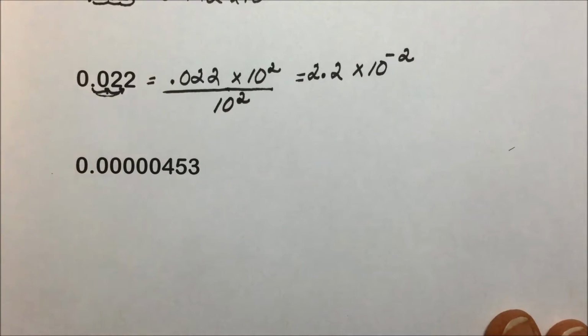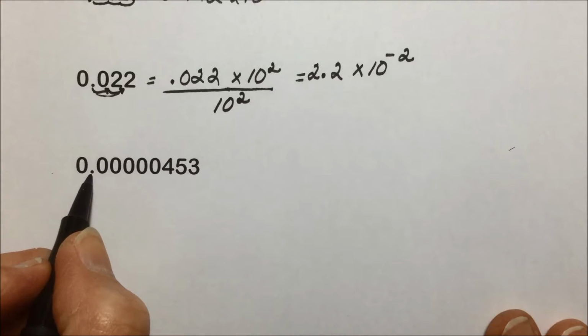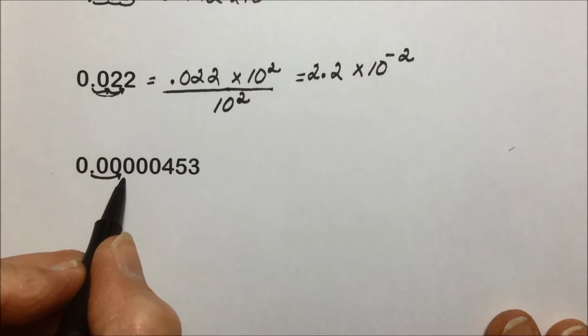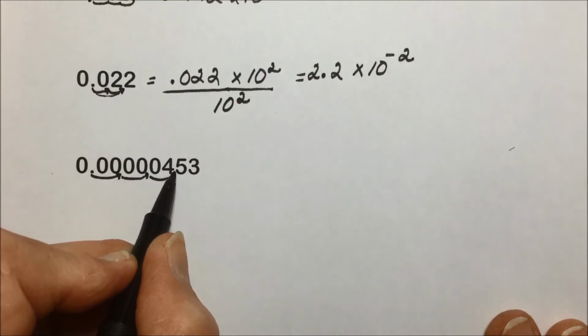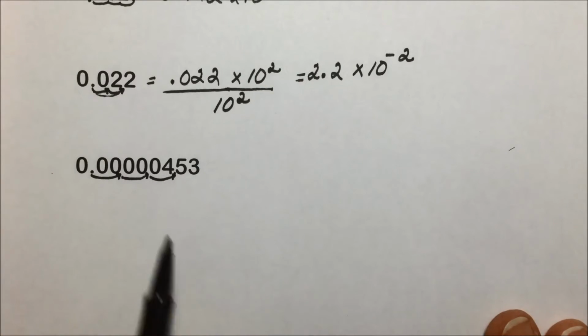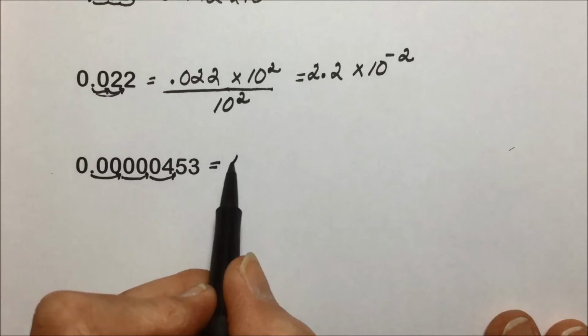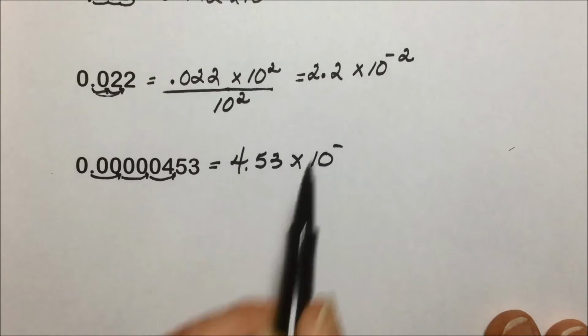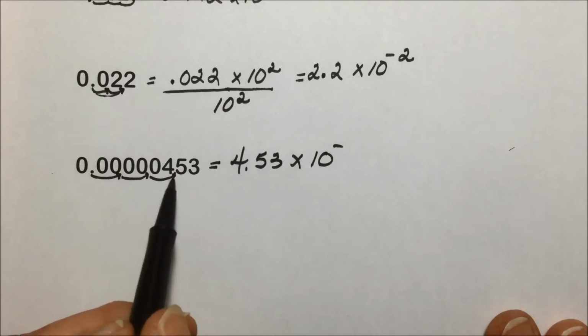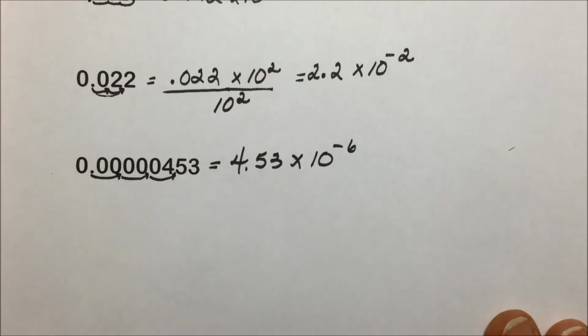So we moved it over 2 to the right, and we can express that as 2.2 times 10 to the negative second power. In this next example, we're moving our decimal over 2, and another 2, and another 2 to finally have a non-zero number to the left of the decimal place. We have 4.53 times 10 to the negative, how many? 2, 4, 6 places. And again, we could verify it similarly to the actual definition of scientific notation.